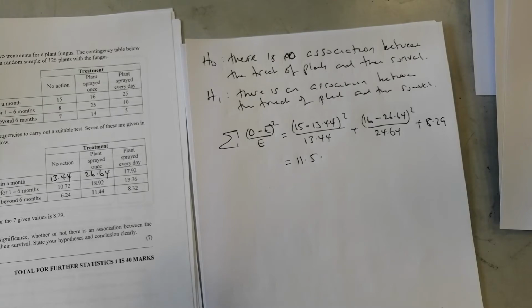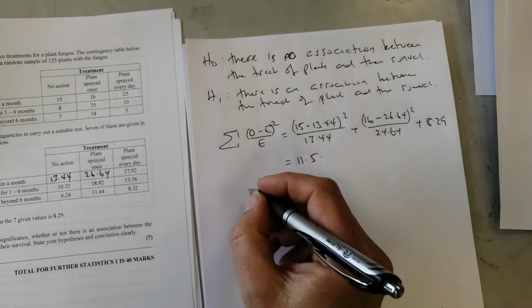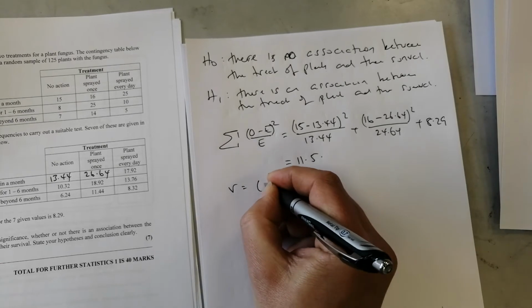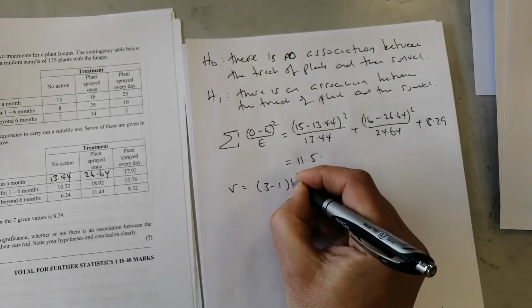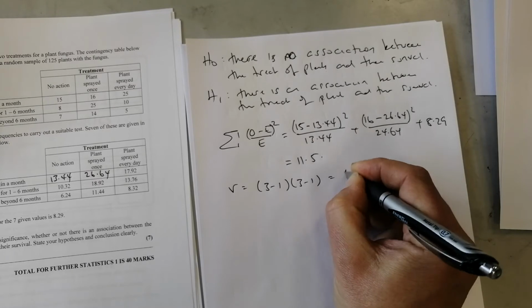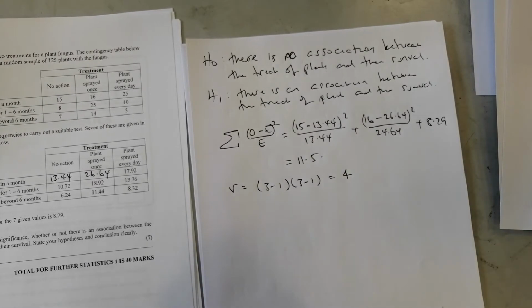Next up, we think about the degrees of freedom. Well, that's columns minus 1 times rows minus 1. So the degrees of freedom is going to be 3 minus 1 times 3 minus 1, which is equal to 4. We want to do this test at the 2.5% level.